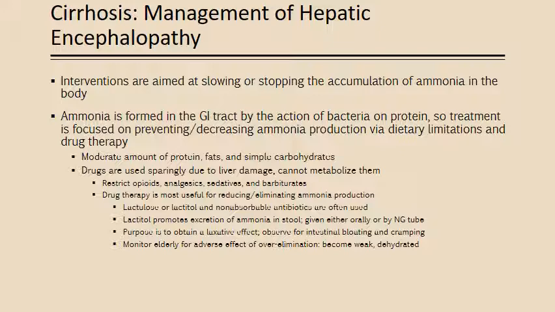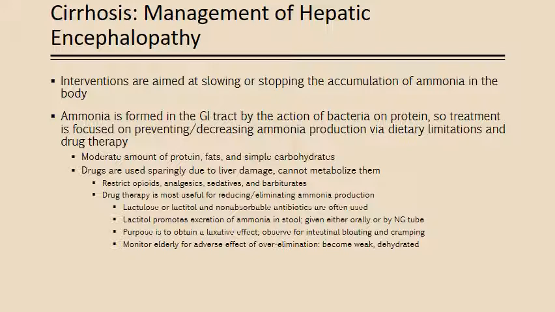So hang with me here for a minute. These patients will be on diets that have only a moderate amount of protein, fats, and simple carbohydrates, okay? Drugs are used sparingly due to liver damage, right? They cannot metabolize them, so we can't just throw a lot of drugs at them. We need to restrict the opioids, analgesics, sedatives, and barbiturates, okay? The drug therapy is most useful for reducing and eliminating ammonia production, and that's when it should be used, to prevent the life-threatening problem of encephalopathy.